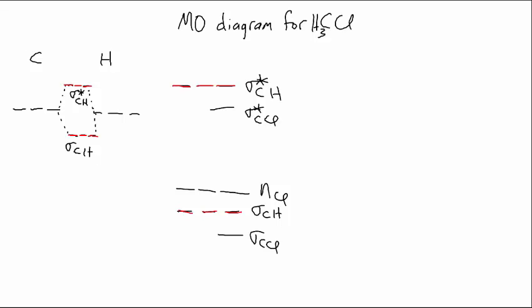So the sigma CH aren't as low in energy as sigma CCl, because hydrogen is not as electronegative as chlorine. Sigma star CH is not as low in energy as sigma star CCl, because hydrogen is not as electronegative as chlorine. And then my bonding orbitals are going to be filled. My lone pairs are filled with electrons. And then my antibonding orbitals are empty.